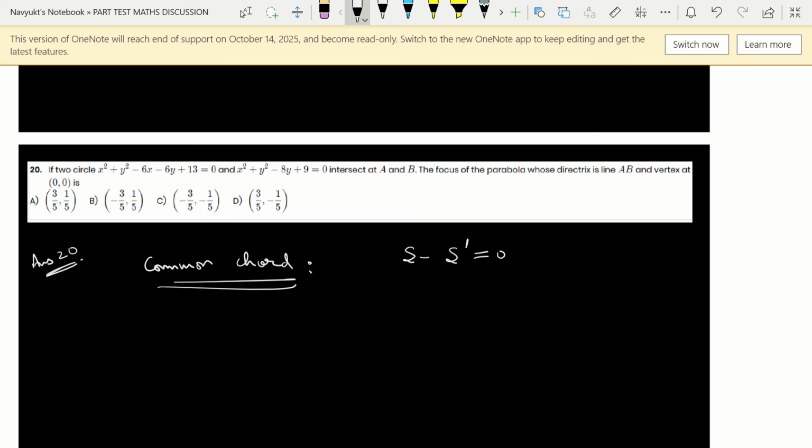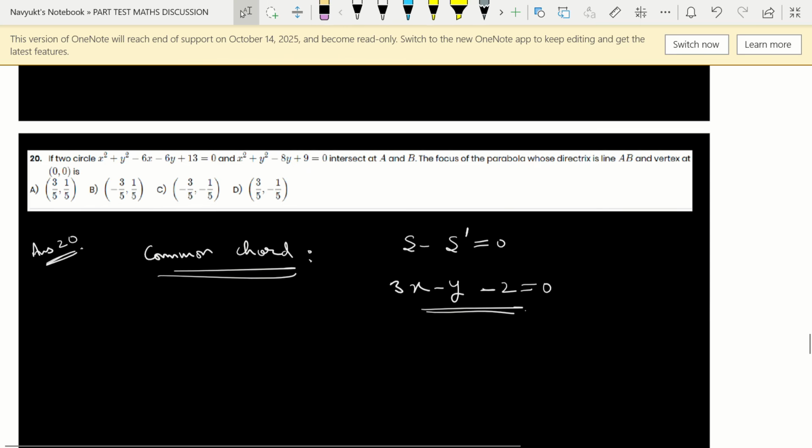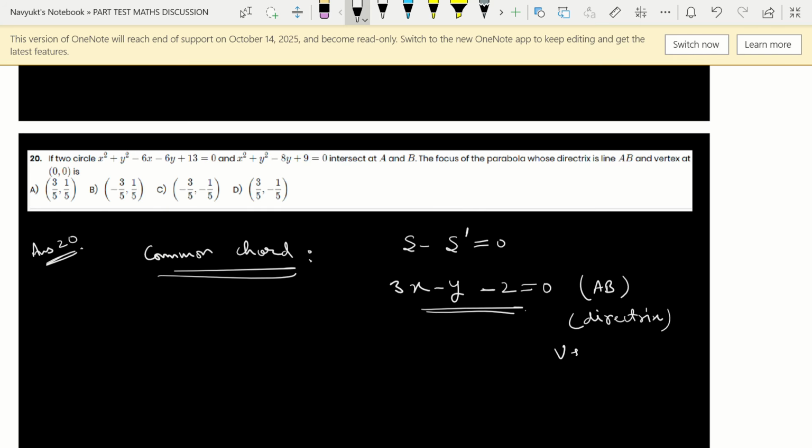So we'll simply subtract these two equations, which will give us 3x minus y minus 2 equals 0 as the equation of the common chord, which is the directrix. This is AB, in turn the directrix for our parabola. The parabola vertex is the origin. Vertex is given as origin here. So if this is how any parabola looks, the directrix is given to me. This is the origin here. I just need to find the focus.